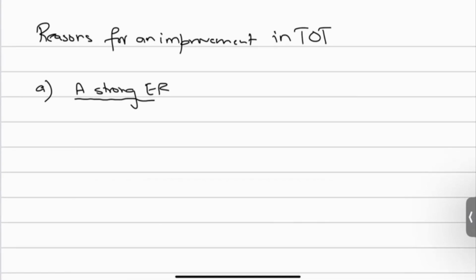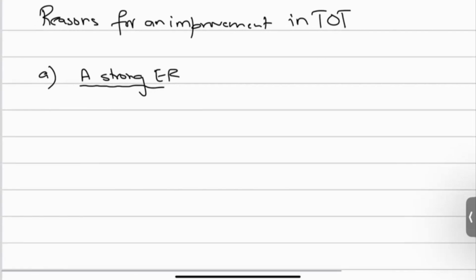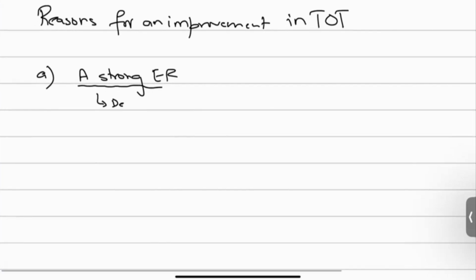Now, a strong exchange rate is basically a short-term factor for an improvement in terms of trade. Because अगर exchange rate तुम्हारा आज strong है, तो कल weak भी हो सकता है. तो ये कोई consistent factor नहीं है, कोई long-term factor नहीं है terms of trade जिसकी वजह से improve होता है. It's a short-term factor, temporary factor. अगर आज terms of trade एक strong exchange rate की वजह से improve हो रहे हैं, तो कल को एक weak exchange rate की वजह से वो worsen भी हो सकता है, right? So it's a short-term factor. It will fluctuate.